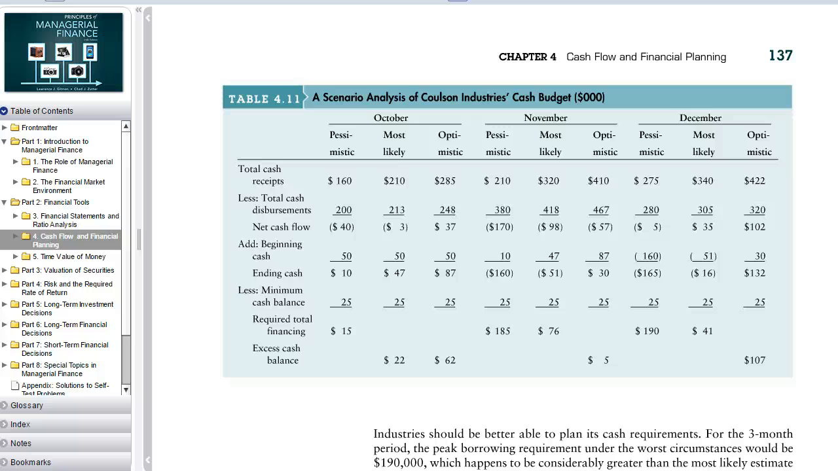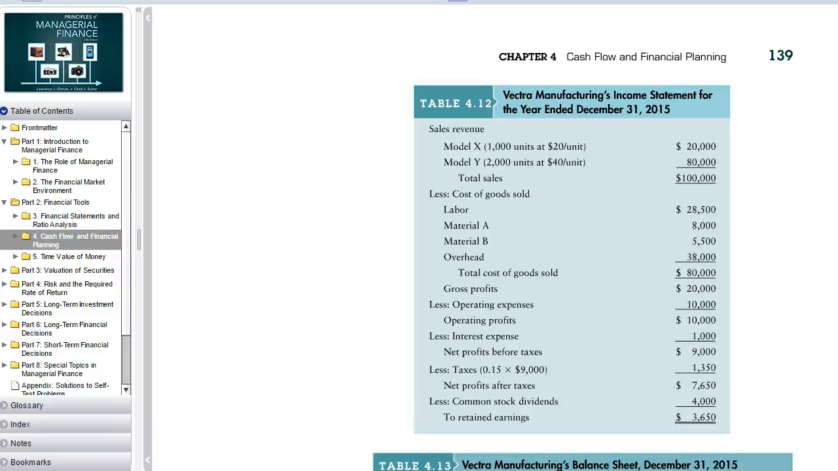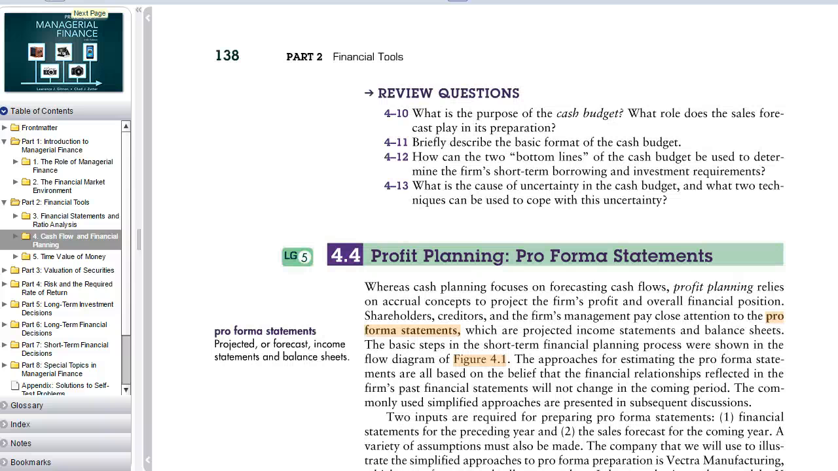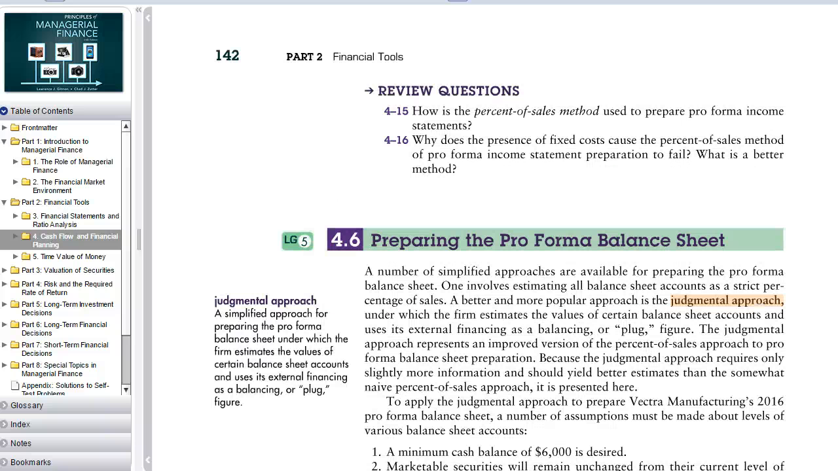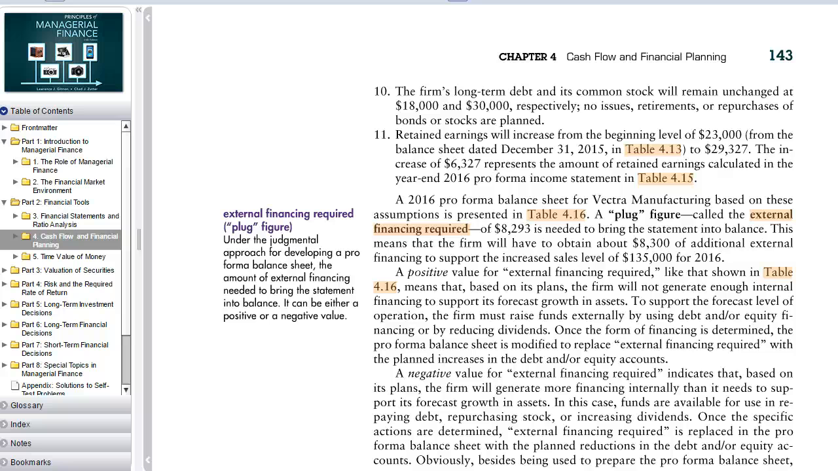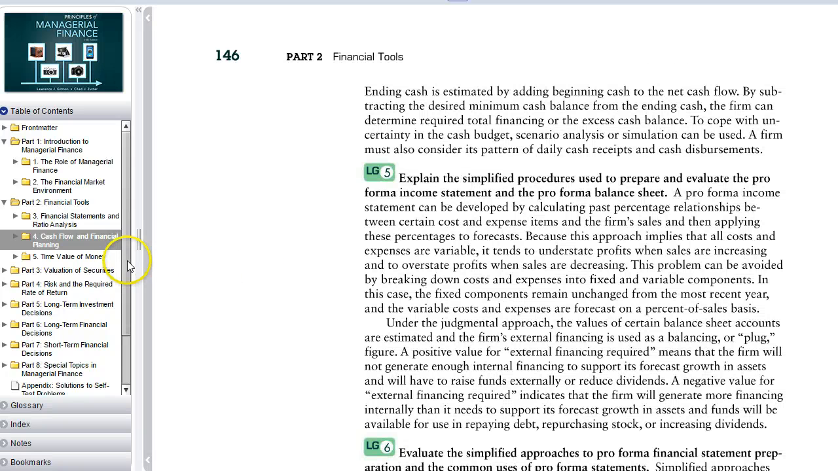Okay, so this is an example cash budget here, and it goes into all the details of that, and then how it links to the pro forma financial statement, which again is strongly addressed in the simulation, and it just kind of goes over how to prepare a pro forma financial statement using a percentage of sales method. There are a couple of methods for doing it. You could use a judgmental method, preparing pro forma financial statements, and how to evaluate the pro forma financial statements. So that's pretty much chapter 4.